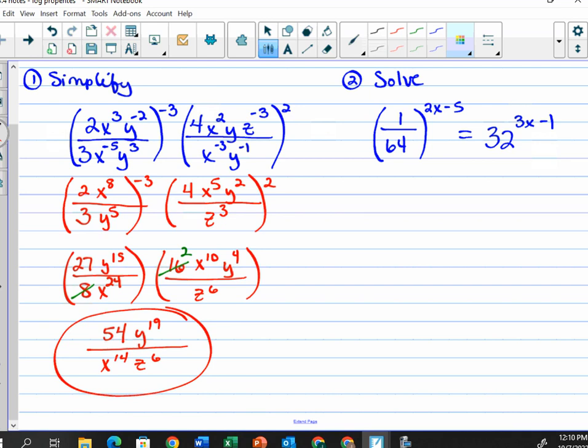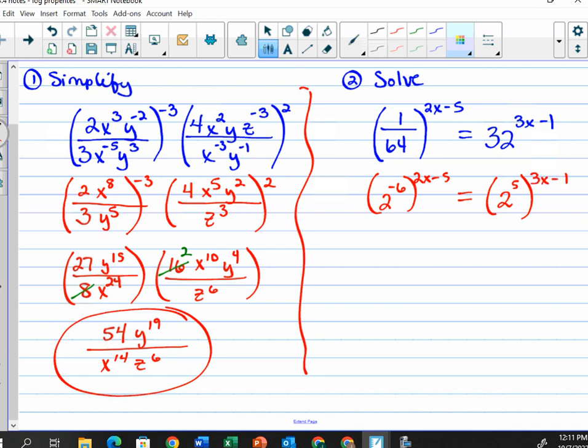All right, guys, what base am I going to use in the second problem? 2, yes. So 2 to what power? First, 2 to what power is 64? 6. Since it's 1 over 64, do you guys see how it has to be negative 6? And then that is still to the 2x minus 5. And then 2 to what power is 32? Yeah, 5. Hopefully you found that one on your way to 64.